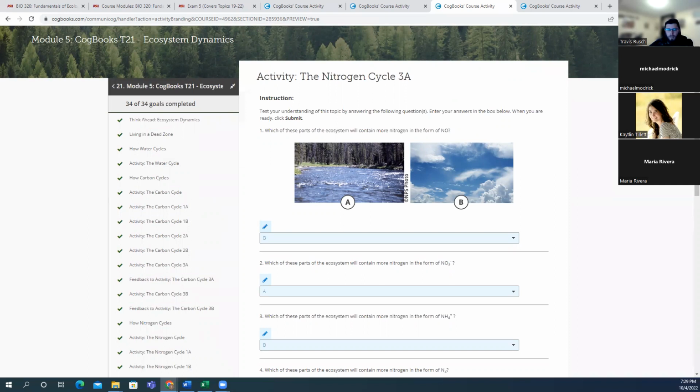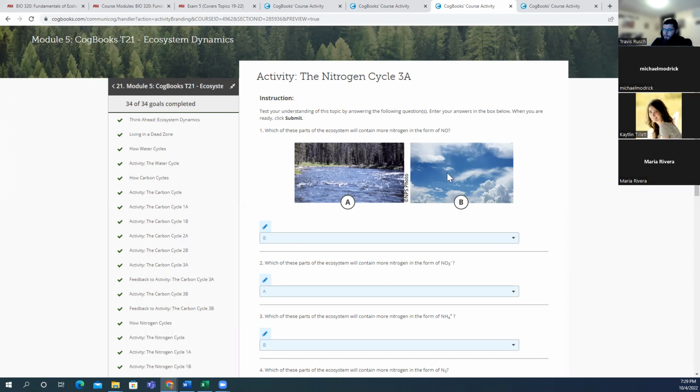Which one is this? 3A. Okay, so you will see questions on the exam that are like this, where you're going to be given two images and you're going to be asked very similar questions along these lines. So you can see the answers in this just based on that I've already gone through it, but we can still talk about the why. So for this one, it says, which of these parts of the ecosystem will contain more nitrogen in the form of NO in a river or in a picture of the air?